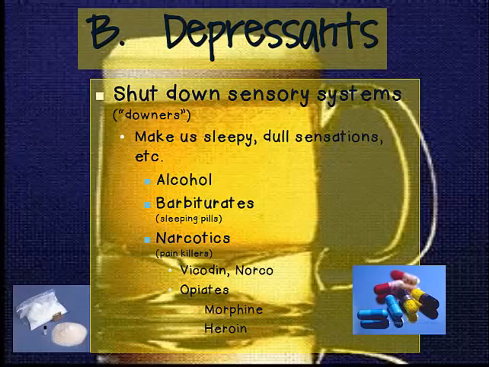Barbiturates is the professional, the big time name for sleeping pills. Narcotics are your painkillers. Some examples there: Vicodin, Norco. You might have been prescribed those if you had your wisdom teeth removed or a mild surgery. Opiates are another type of narcotic, and the specifics there are morphine, heroin. Morphine obviously given in a hospital for pain relief. Heroin, obviously an abused substance, one that you can actually become addicted to after the first time you use it.